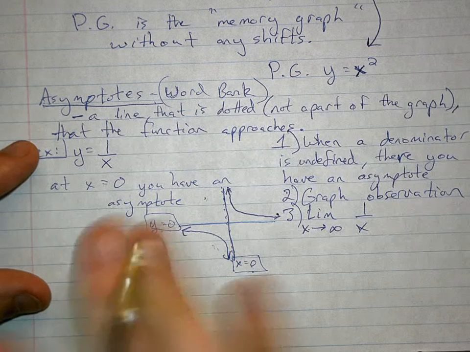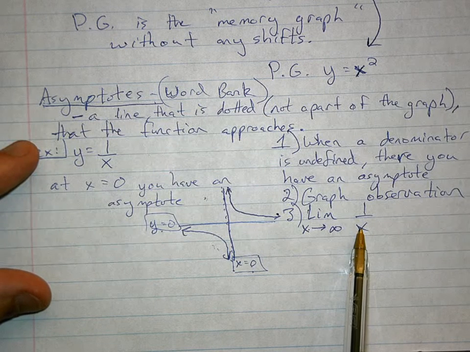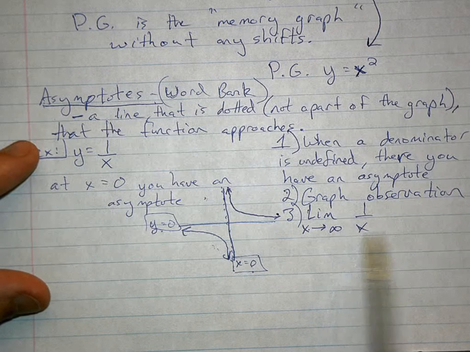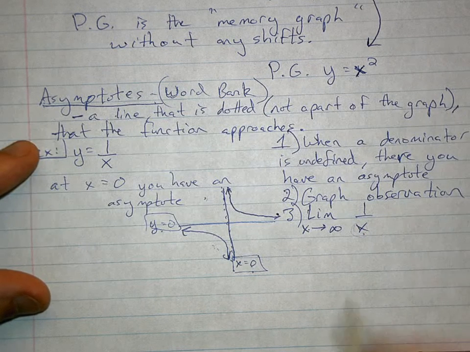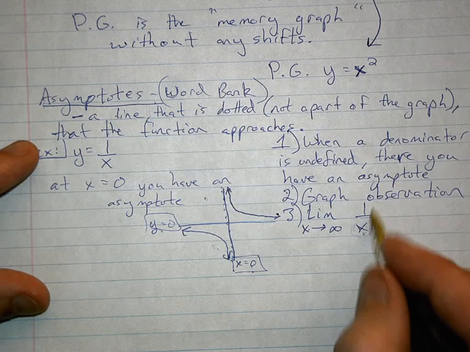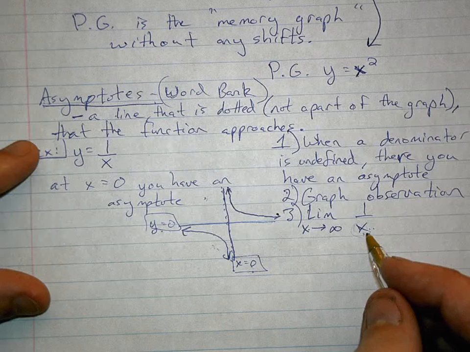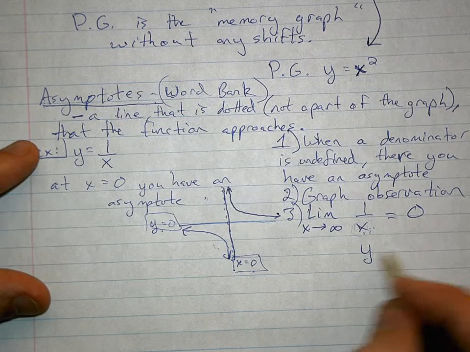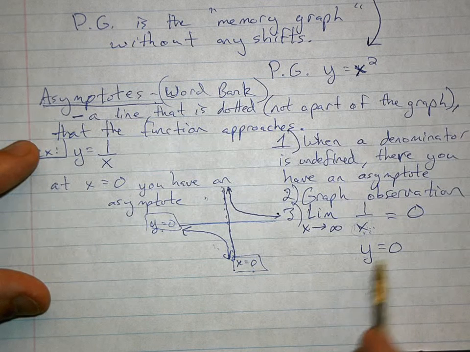Okay, so the limit as this goes to infinity, think about x getting bigger and bigger. It's getting smaller. When x goes to infinity, this is a huge denominator. What is it getting really close to? 0. So the limit is 0. That is our y asymptote. That's how you find y asymptotes, by finding the limit as x goes to infinity.